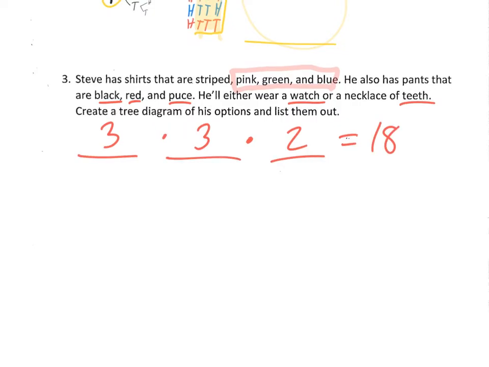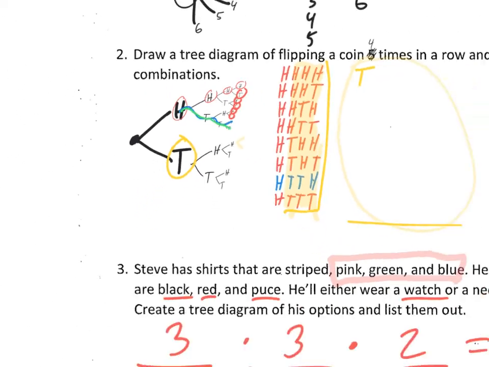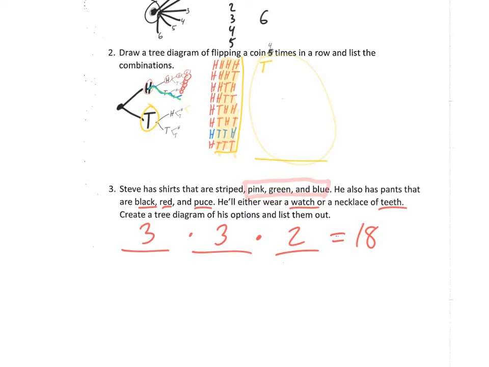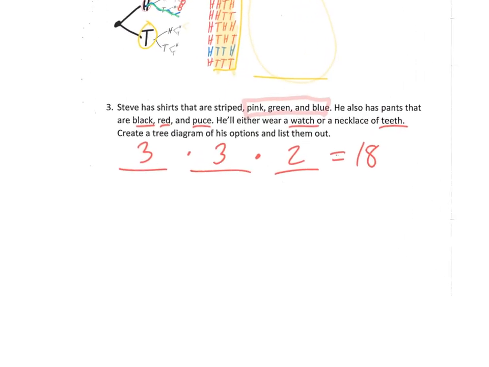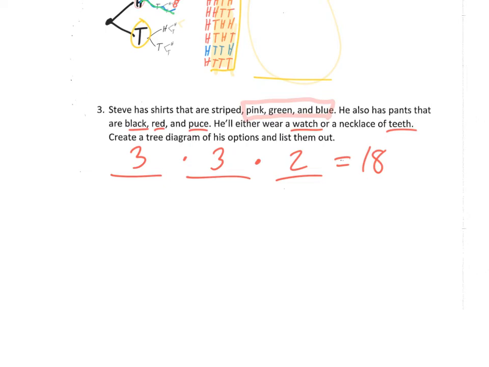So there should be 18 things at the end of your tree diagram, and you should have 18 things on your list when you are finished with that one. And again, I would just use initials. I would not expect you to write all of that out because that would take way too long.